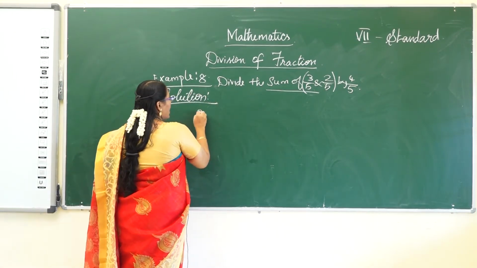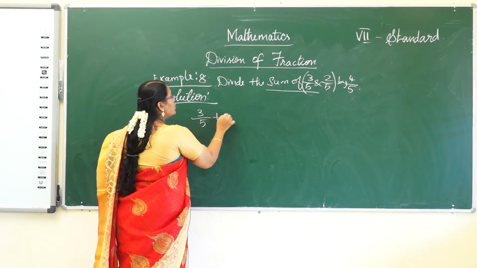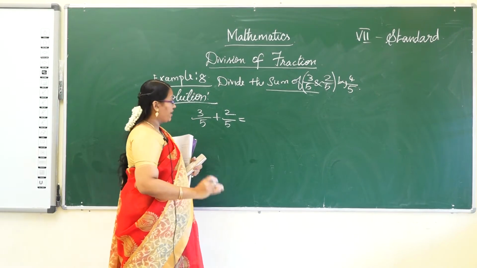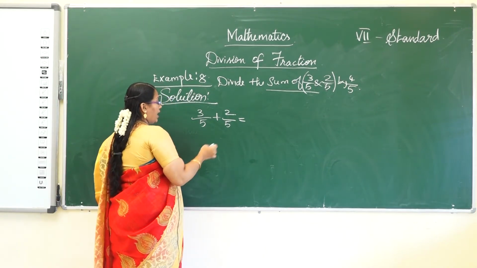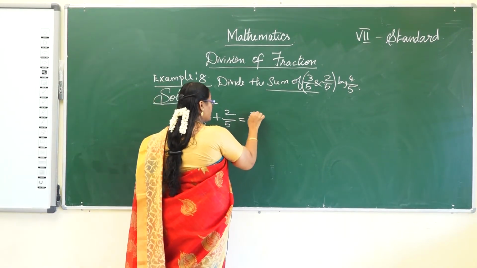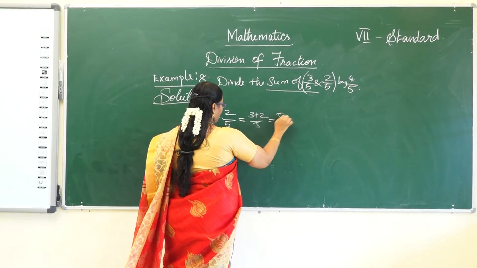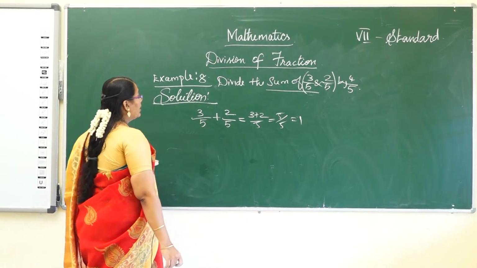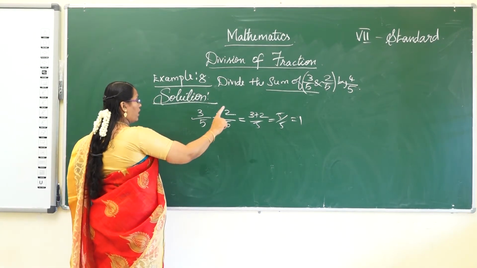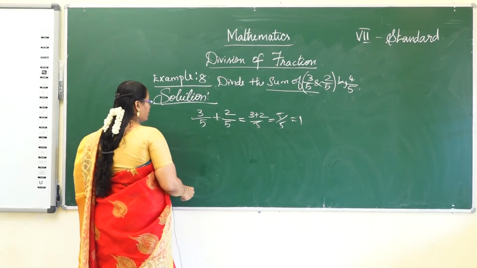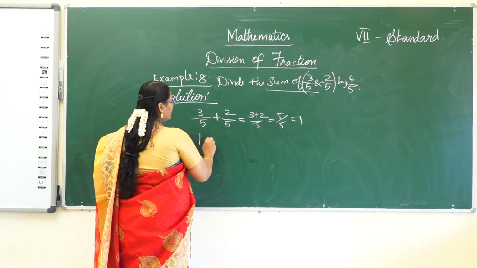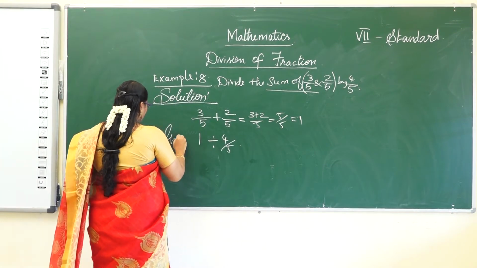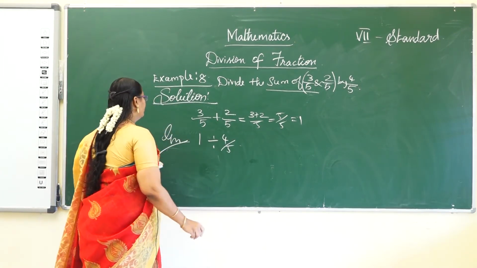Now see. The sum of, so add 3 by 5 plus 2 by 5. What do we get? Both are like fractions, so we can easily add. Adding the numerators, 3 plus 2 by 5 is 5 by 5. We get the value as 1. And the sum, 1, is divided by 4 by 5. So 1 divided by 4 by 5. That is given.